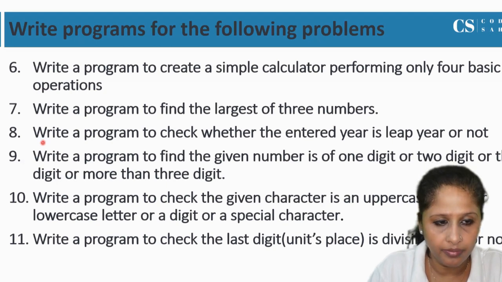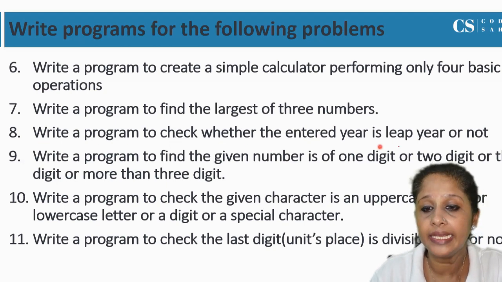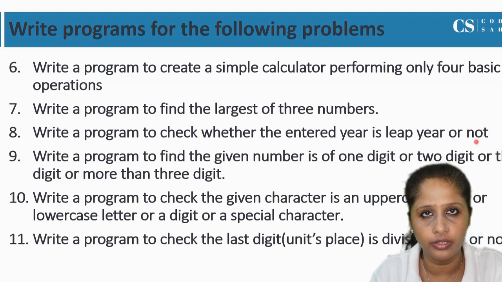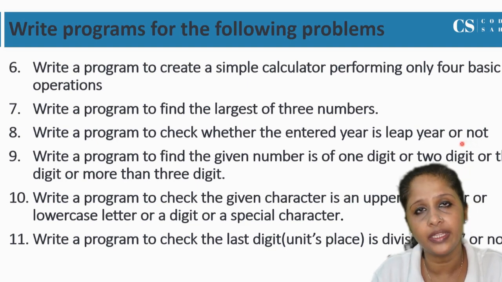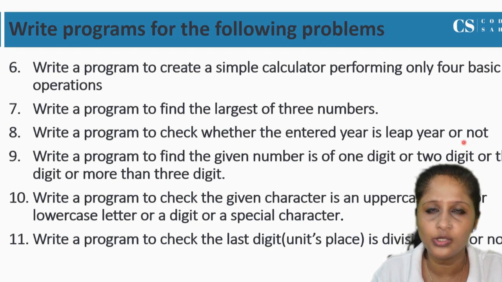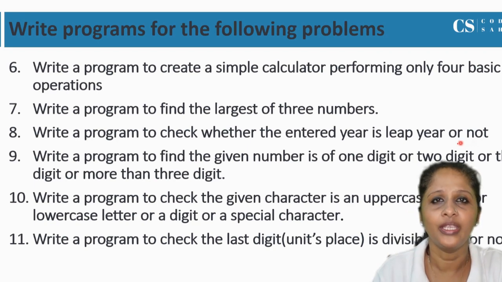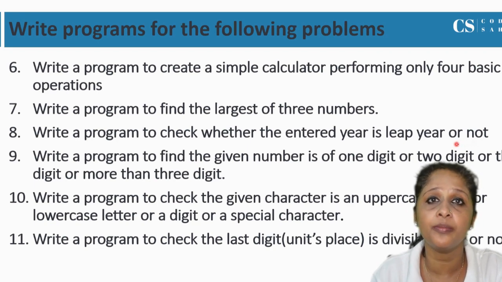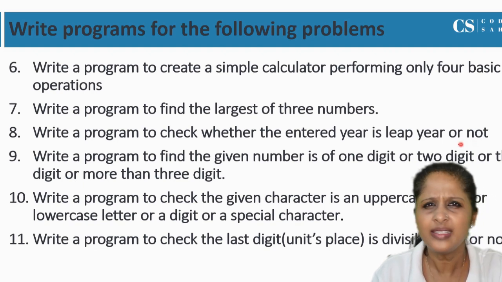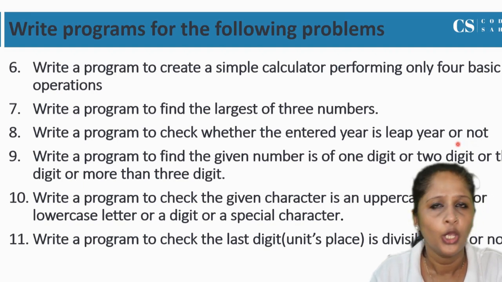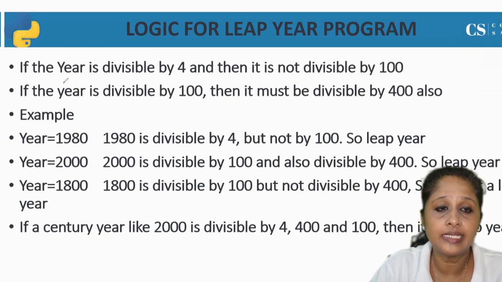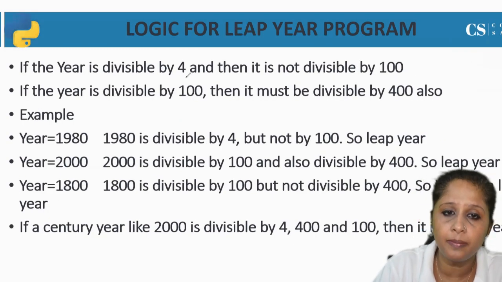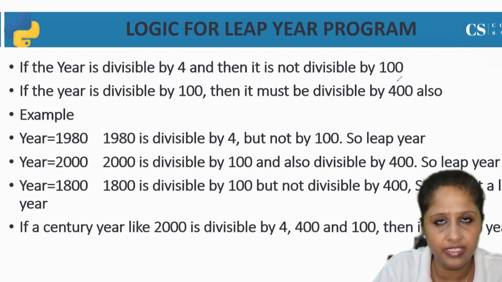So our next program is write a program to check whether the entered year is leap year or not. That is, you need to input a year, then we have to check whether it is leap year or not. So you know what is leap year, right? We say if the year is divisible by 4, then it is a leap year. Is it completely correct? No. So let's see the logic of leap year. So the first condition, if the year is divisible by 4 and then it is not divisible by 100.